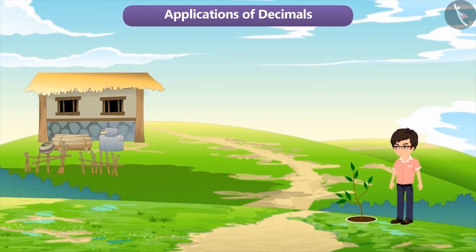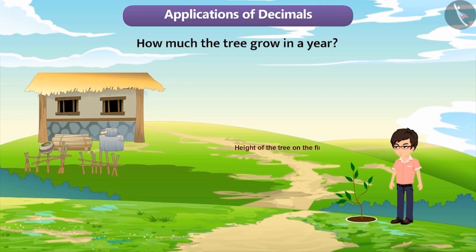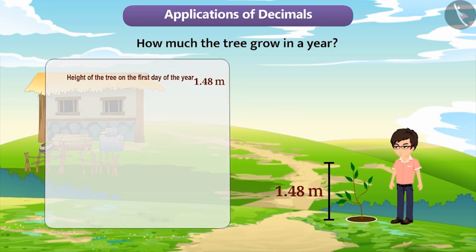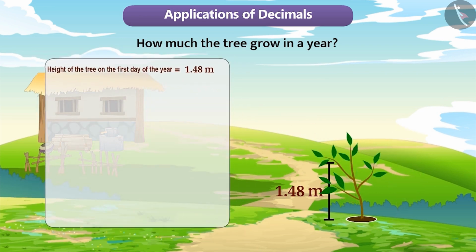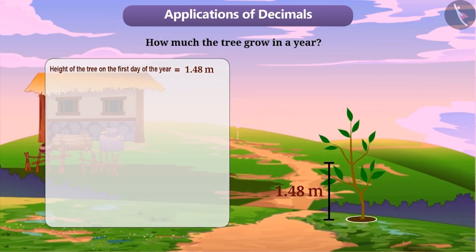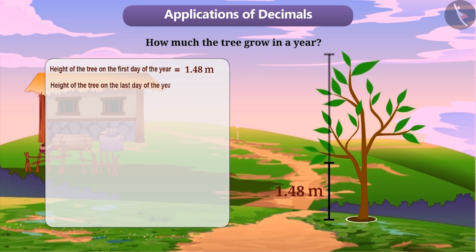Mohit planted a tree near his house. He wanted to find out how much a tree grows in 1 year. So he measured the height of the tree on the first day of the year, which is 1.48 meters. Throughout the year, he took great care of the tree. As time passed, the tree also grew tall. On the last day of the year, he found that the height of the tree had increased by 2.13 meters. If he wants to find the height of the tree, then how will he do it? Pause the video and try to solve it.